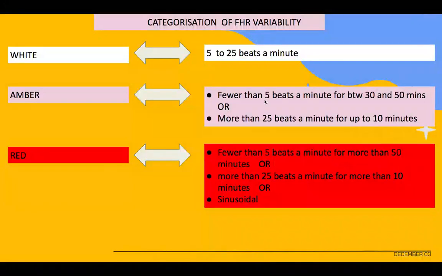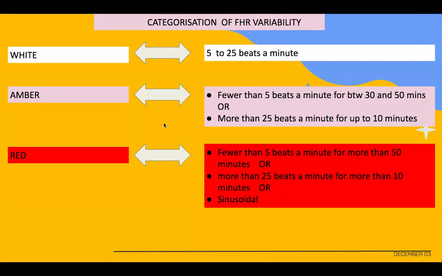5 to 25 is white. Less than 5, but between the 30 to 50 minutes is normal, means amber. More than 25, but up to the 10 minutes is amber. But if it is more than 10 minutes, it will be red. And if less than 5 beats, more than 50 minutes, it will be red.